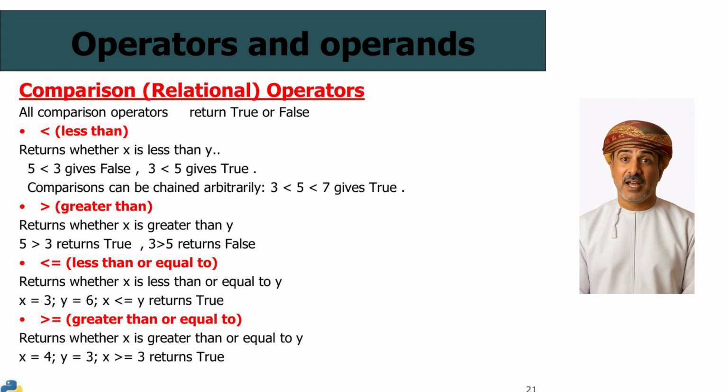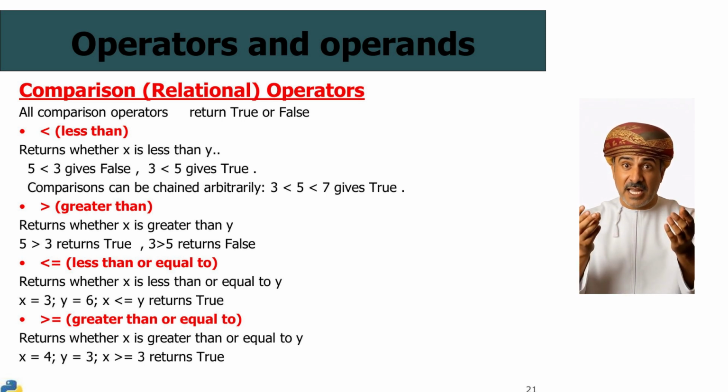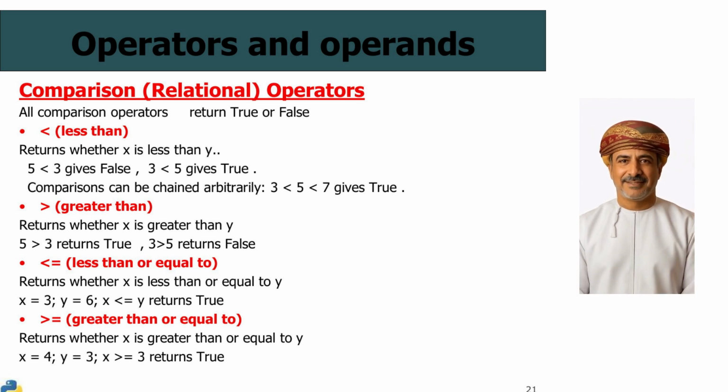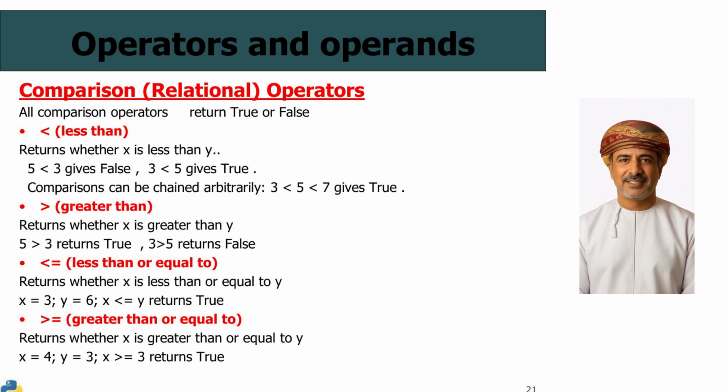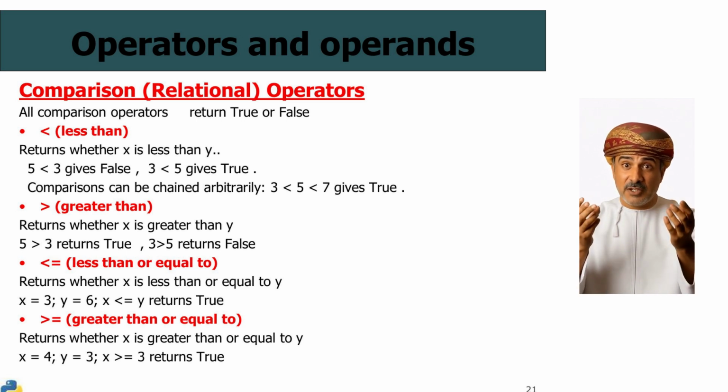Comparison operators evaluate relationships between values, returning true or false. Less than checks if one value is less than another, while greater than checks if it's greater. Less than or equal to, and greater than or equal to determine if values are less than or equal to, or greater than or equal to, respectively. For example, 3 < 5 < 7 evaluates to true, demonstrating chained comparisons.